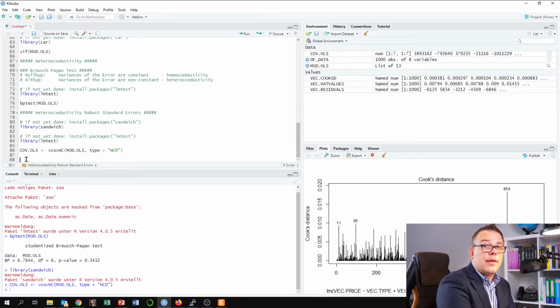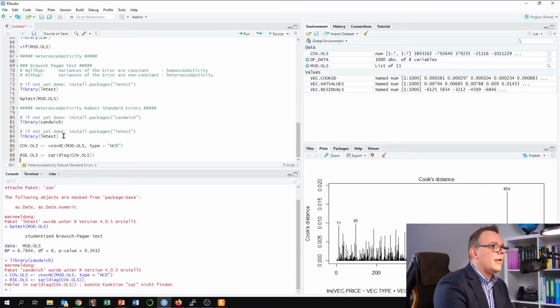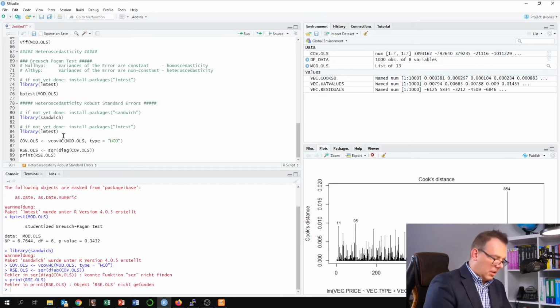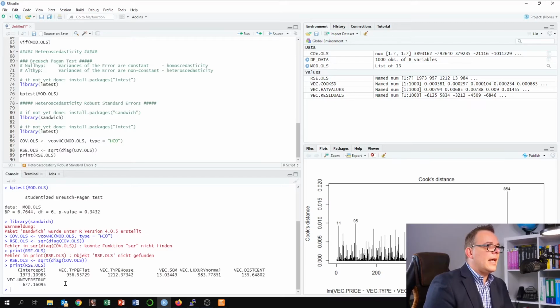Well, now we can calculate the robust standard errors, and I'm going to save them in one of those data types too, for our OLS model, and that is always the square root of the diagonal of this new covariance matrix. And let's see how they look. Oh, I'm sorry. sqrt. There's a T missing. Now I run this and print, and here are our robust standard errors.